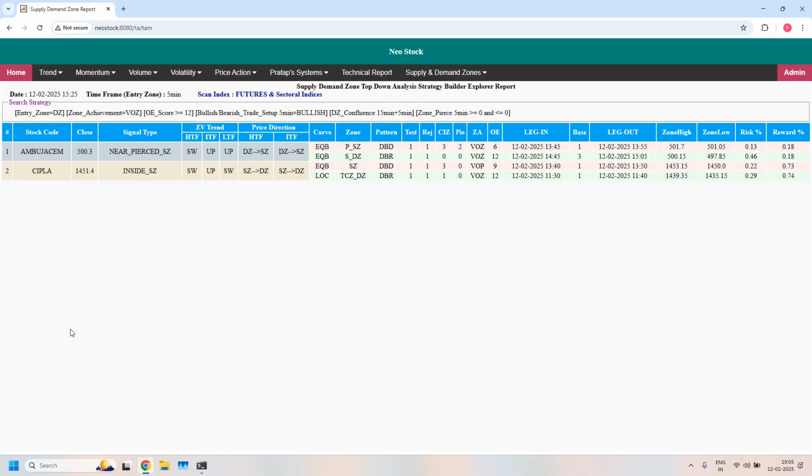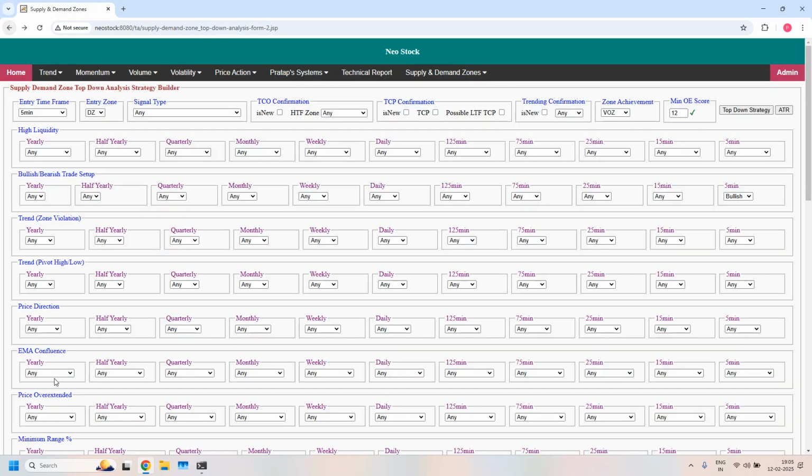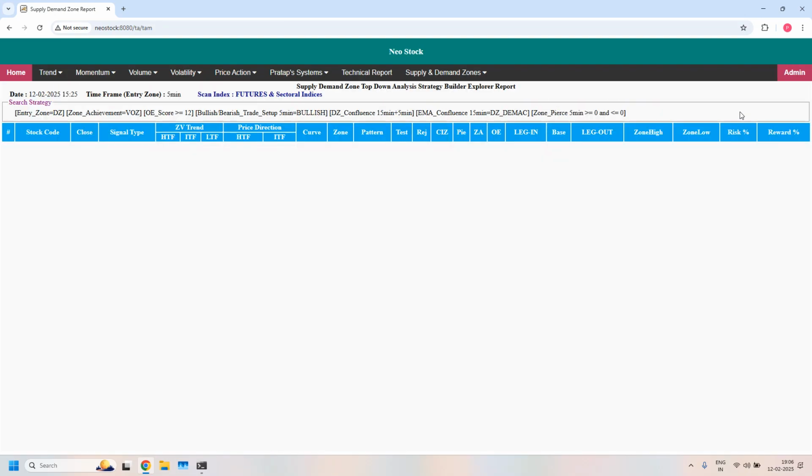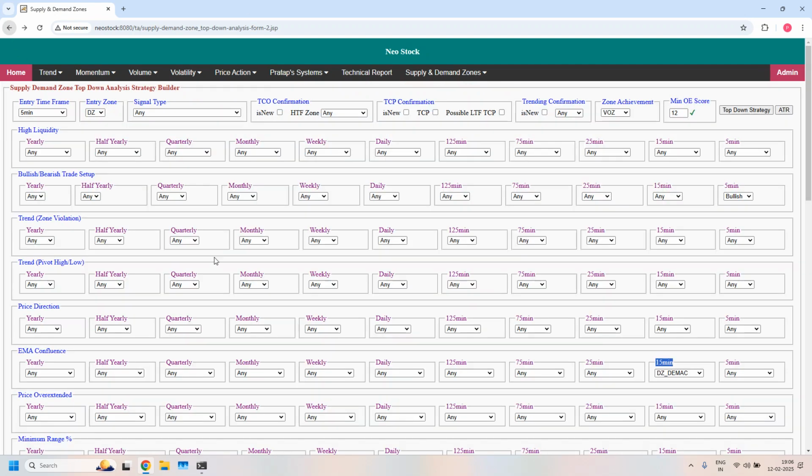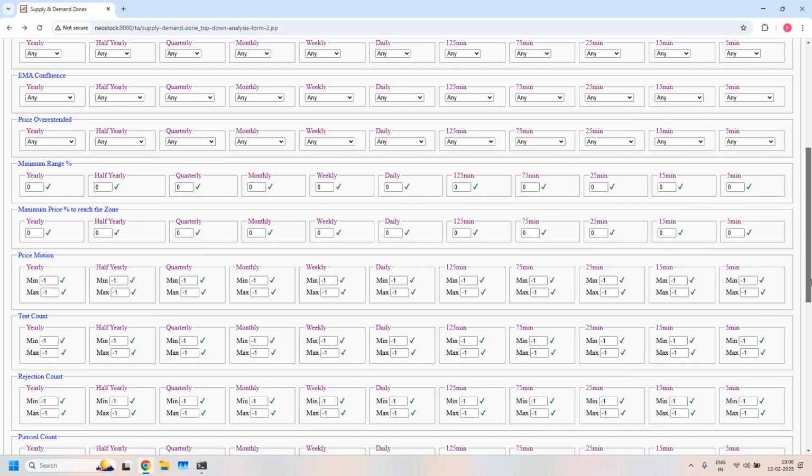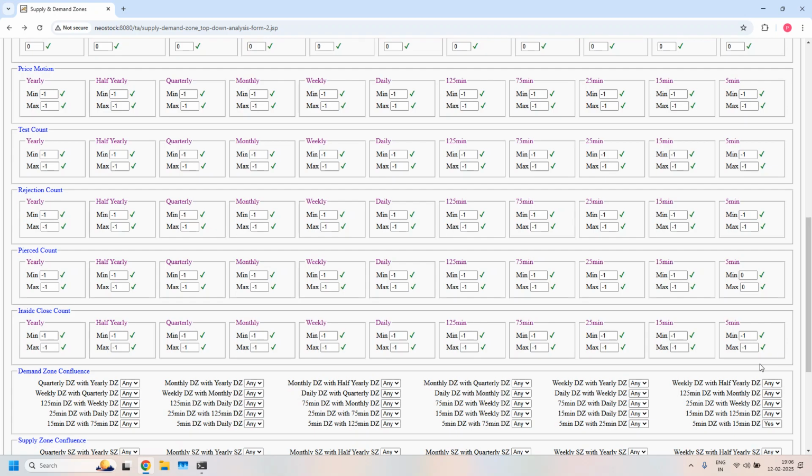Now let's verify whether these 15 minutes demand zones are having daily EMA confluence or not. So we don't have any stocks for ITF EMA confluence. Next, let us look for ITF, LTF and HTF zone confluence. Removing this filter. In the demand zone confluence, we should set 3 filters. First filter is already enabled, 5 minutes with 15 minutes demand zone confluence. Next 5 minutes demand zone with 75 minutes demand zone confluence.